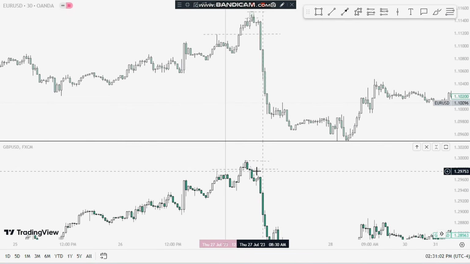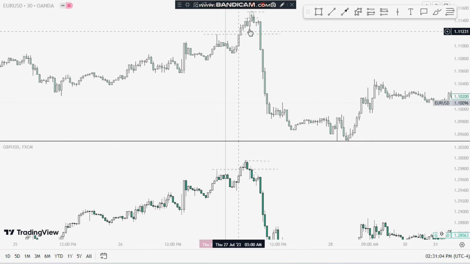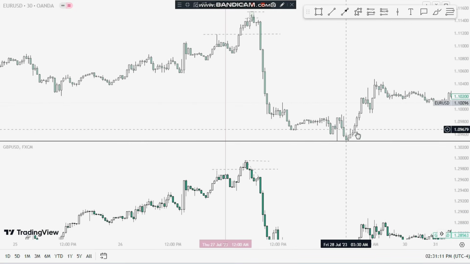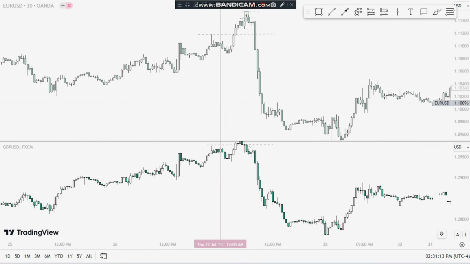And I actually took this trade. I was waiting for this bearish divergence. I got that. Then I was waiting for this order block. I got that, and you can see it works.